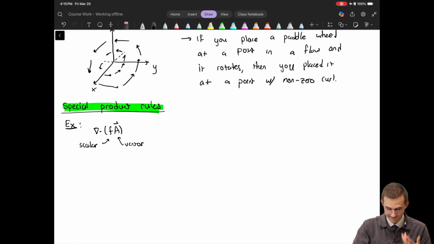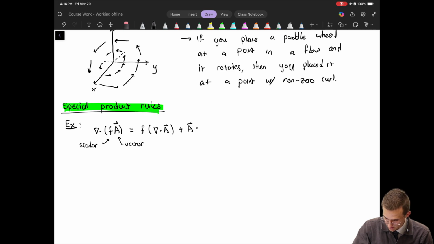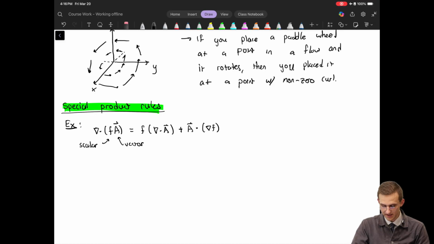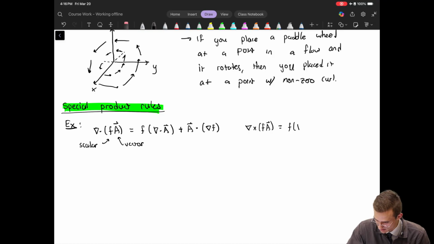So f is a scalar, a is a vector here. We're taking the divergence of a scalar multiplied by a vector, both of which might be dependent on space. If you do that, you get f times the divergence of a, plus a dotted with the gradient of f. That looks like a normal product rule, right? There's also a similar product rule for the curl of f times a, which looks like f times the curl of a, minus a cross grad f.